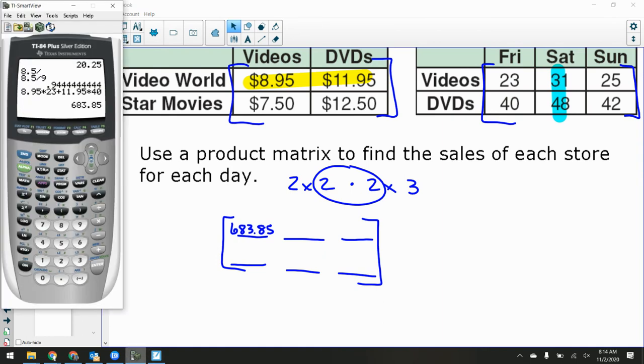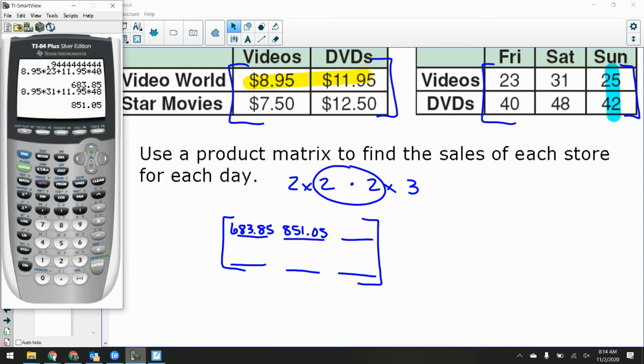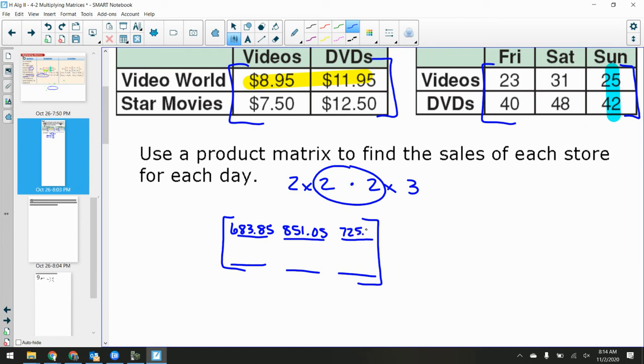Okay, this is row 1, column 2. I can keep the 895 and the 1195. So now this becomes 895 times 31 plus 1195 times 48. That's 851.05. Row 1, column 3. Okay, now this becomes 895 times 25 plus 1195 times 42. That's 725.65.